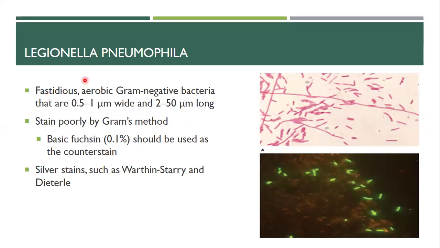It's also aerobic, could also grow in aerobic conditions, gram-negative bacteria, and it takes up poorly the gram-staining stains, particularly your safranin. And for it to be stained using Gram's method, you replace safranin with basic fuchsin. It stains better your Legionella pneumophila. However, the most preferred stain for the visualization of your Legionella are actually your silver stains, such as your Warthin-Starry and your Dieterle stains.